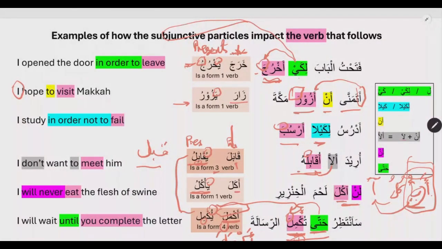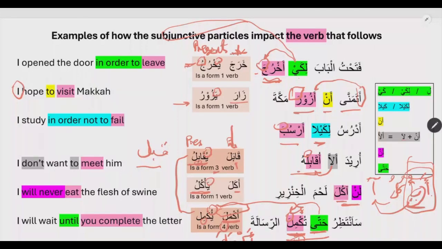Okay, so I've shown you mainly form 1 verbs, but in between I gave you one form 3 and a form 4 verb just to show you that even in the other forms of the verbs, the rules of the subjunctive still apply, that there must be a particle before it, and the last letter of the verb normally takes a fatha in the singular sort of context. Okay, so just keep that in mind.